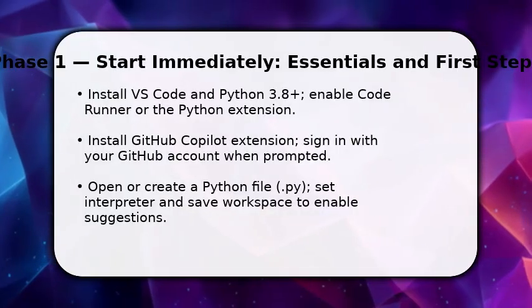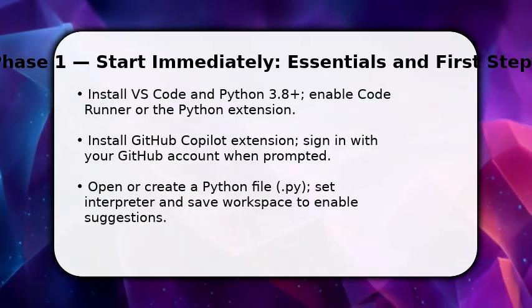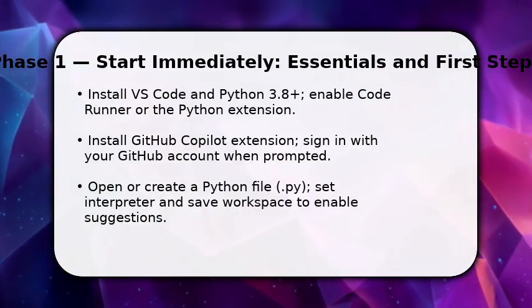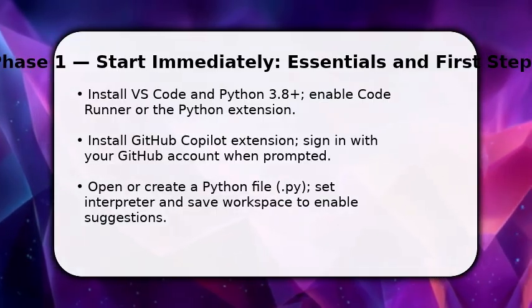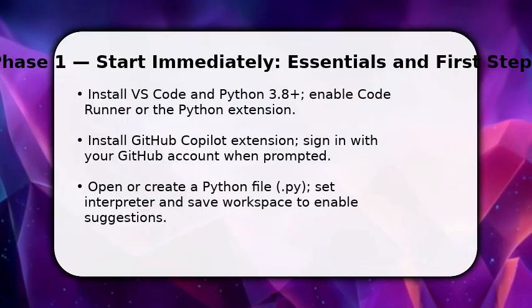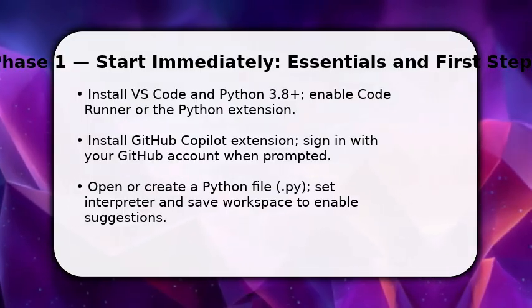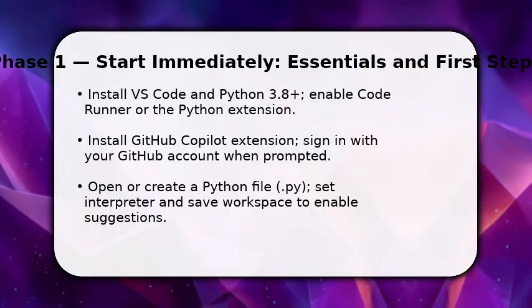You start by getting the essentials ready: VS Code, the Python extension, and Copilot. Sign in to GitHub when prompted so Copilot can authenticate. This lets it fetch context-aware suggestions. Open a Python file and choose the interpreter. Once done, save the workspace so settings persist.